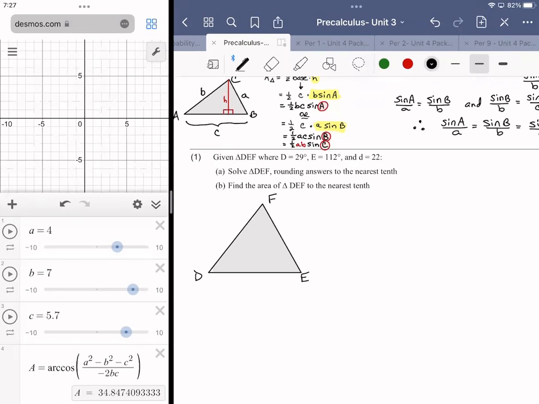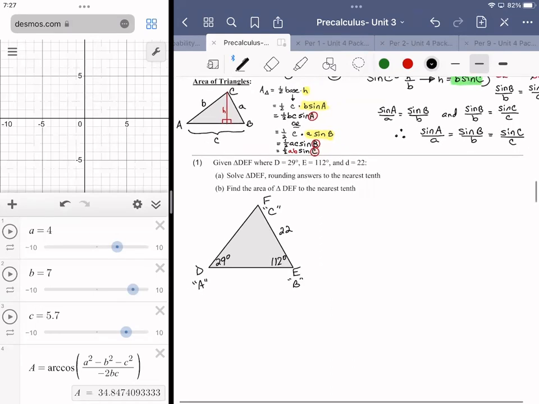So this says a triangle DEF, but again, we're going to think of it as ABC. They're saying angle B is 29 degrees. Angle E is 112 degrees. And side D, the one that's opposite angle D, is 22. It says solve the triangle. When they say solve a triangle, they're saying find all missing sides and angles.